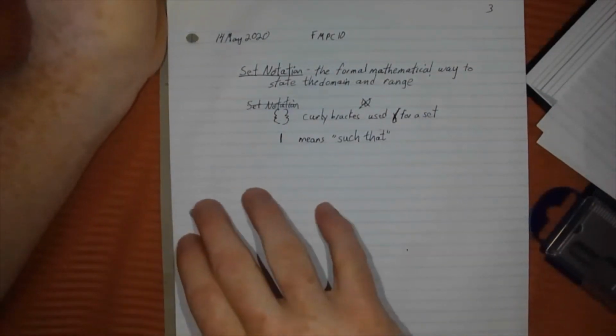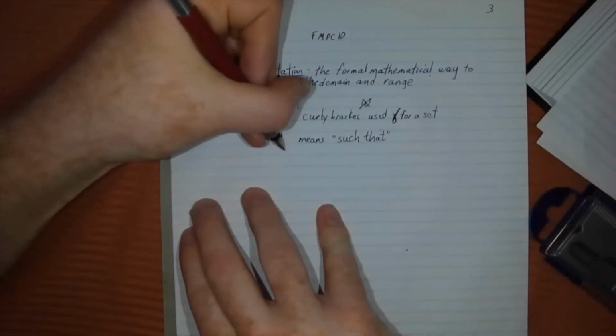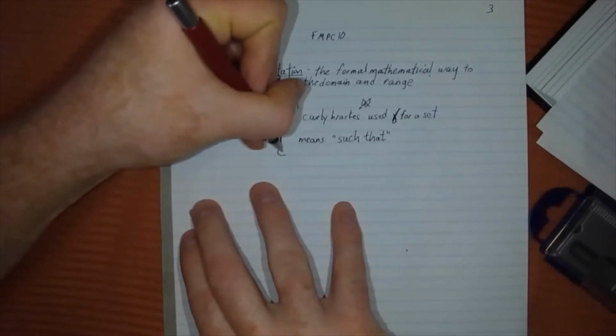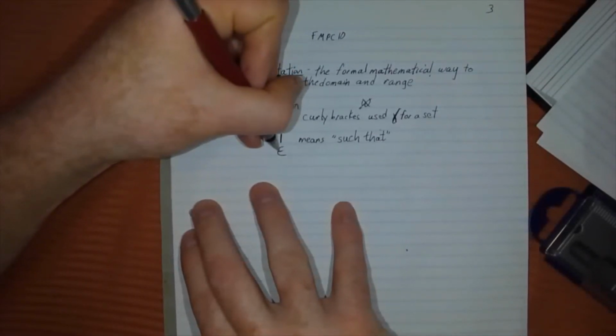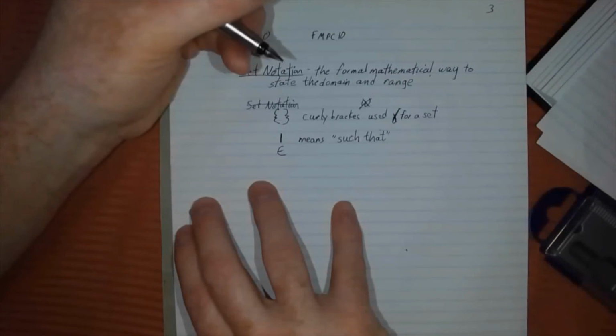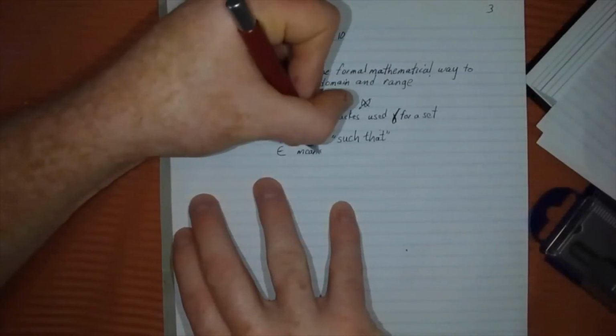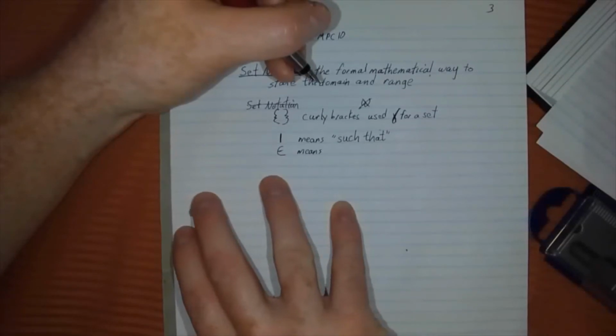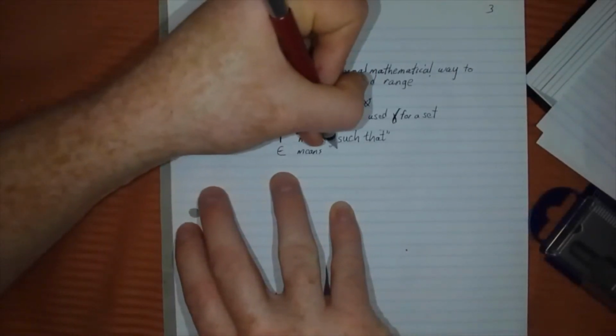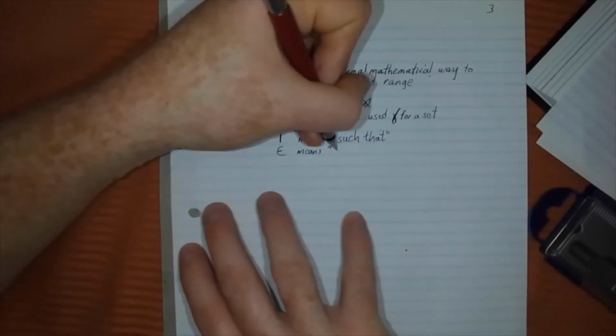So if I put a vertical bar there, meaning such that, then you have this kind of smooth E. It's kind of the best way to describe it, and it means is an element of. So it's contained within, it's part of something greater.